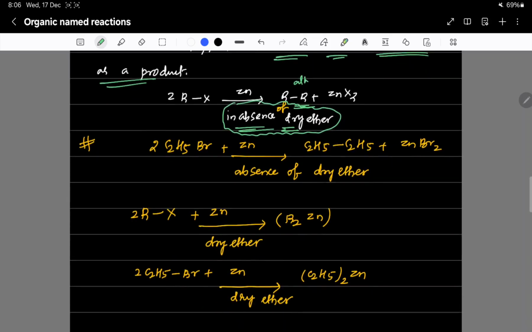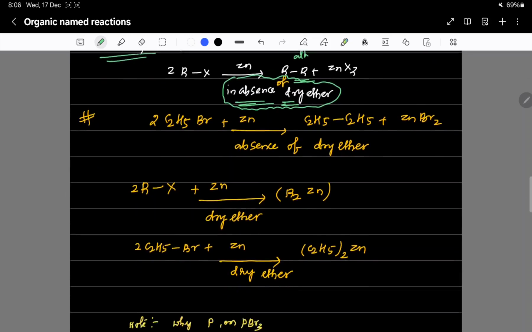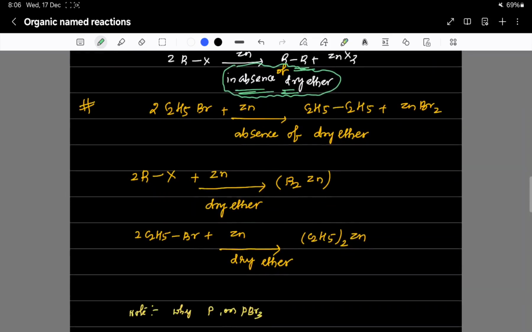In the presence of dry ether, it will form dialkyl zinc. This is an organometallic compound, an OMC. If you react with C2H5Br, you will get diethyl zinc. It is an organometallic compound.